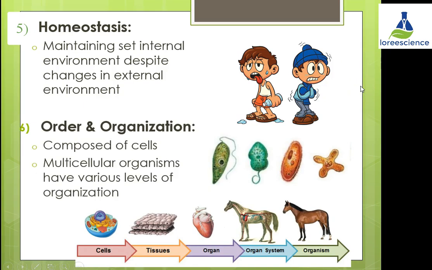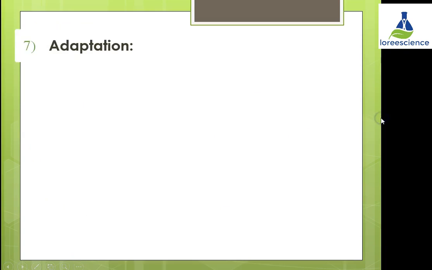The next, 6th characteristic is order and organization. This is the fact that everything that is alive is made up of cells. Things can be unicellular, meaning that they are one and only one cell, or they can be multicellular, where there are various levels of organization, such as multiple cells make tissues, tissues then make organs, and we go to organ systems and organisms. So they can either be very simple or very complex, but there is always some form of order and organization. The 7th characteristic is adaptation.